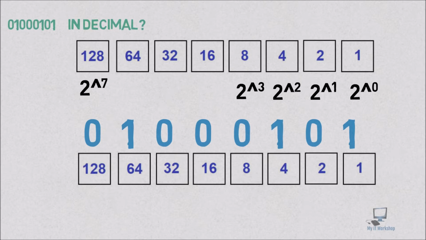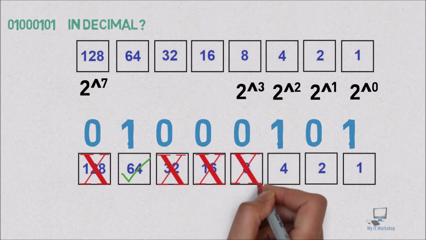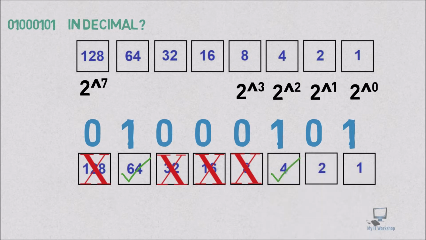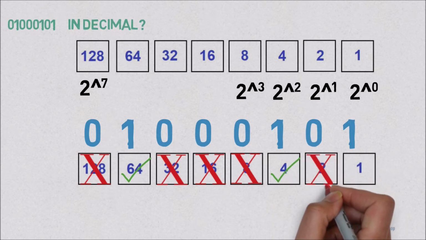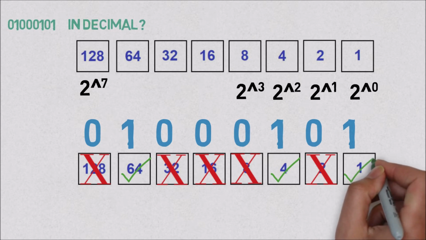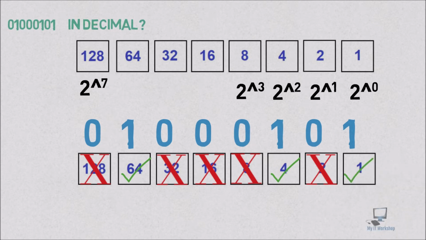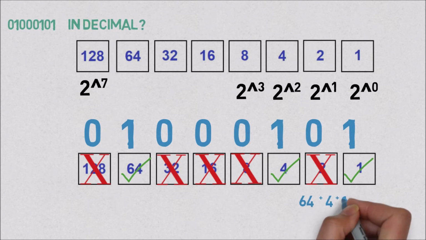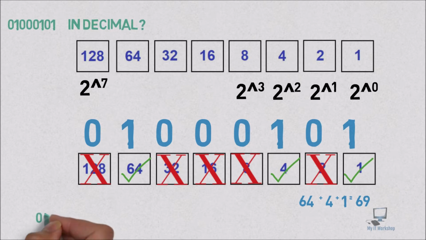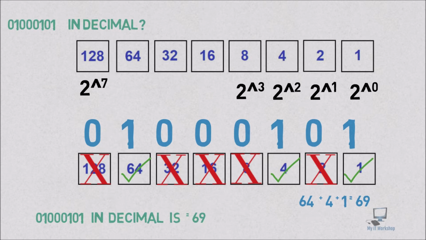So let's continue. Do I need 128? No, there is a 0 on it. I need 64. Yes, I need it. 32, I don't need it. 16, I don't need it. There is a 0. 8, same case. And the next numbers, 4, yes, I need it. Number 2, I don't. And number 1, I need it too. So if I add these numbers up, I'm going to have 64 plus 4 plus 1, which is going to be 69. So in other words, 0, 1, 0, 0, 0, 1, 0, 1 in decimal is equal to 69. It's looking pretty good, right?